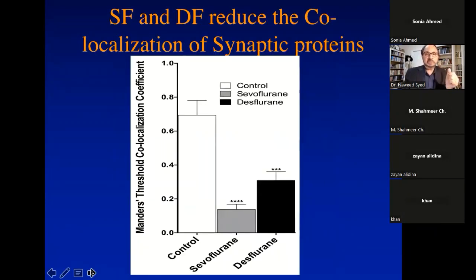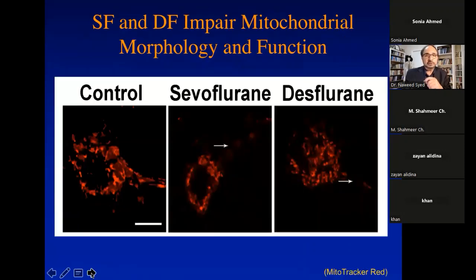And these data are summarized here. The localization of synaptic terminals is significantly impacted by both desflurane and sevoflurane. They really prevent formation or juxtaposition of synaptic terminals between these neurons.